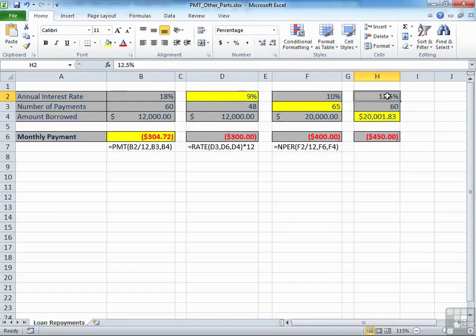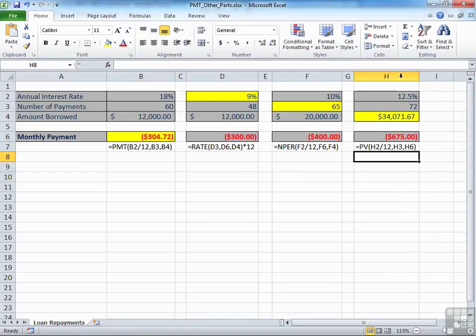They want to charge 12.5%. You are able to pay $675 per month over 6 years. They would be willing to lend you an initial amount of $34,071. So that's the PV. This calculates the initial amount if you know the other three variables. So if you know the interest rate, the number of payments, and the payment amount.